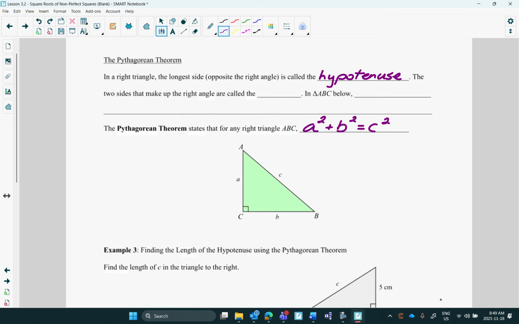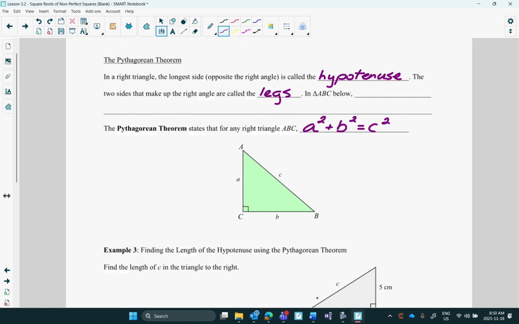I remember them. You could just call it the longest side. And then there are two other sides, obviously, in a triangle, and they are the legs. How do you find the legs in a right triangle? They're the two sides that make up the right angle.